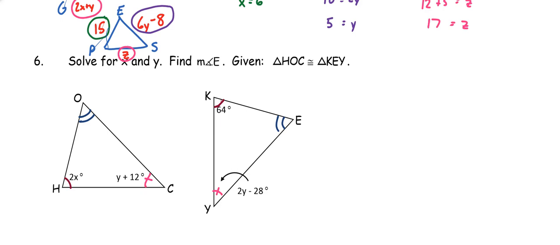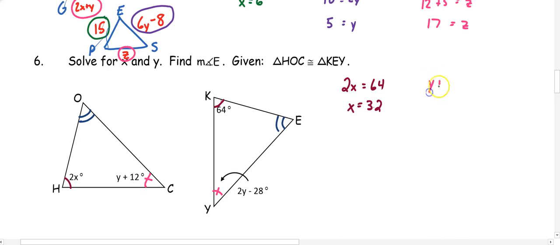So to solve for x, I'm going to use the H and the K, so 2x equals 64. When we solve, we get x equals 32. For y, C and Y are congruent, so y plus 12 equals 2y minus 28. So I'm going to subtract y from both sides and add 28 to both sides, and I get y equals 40.